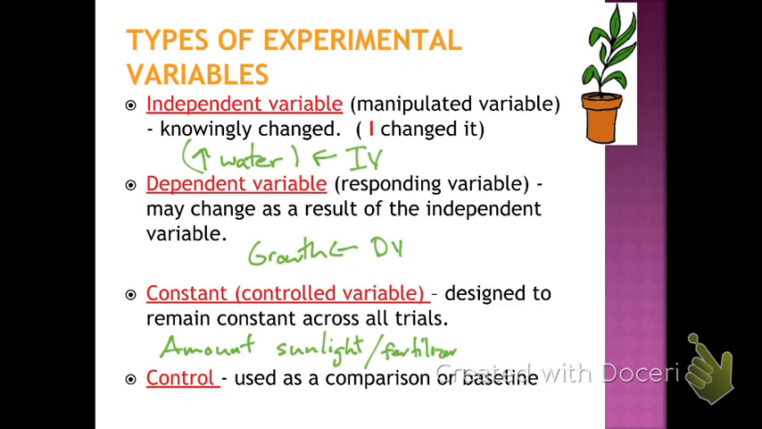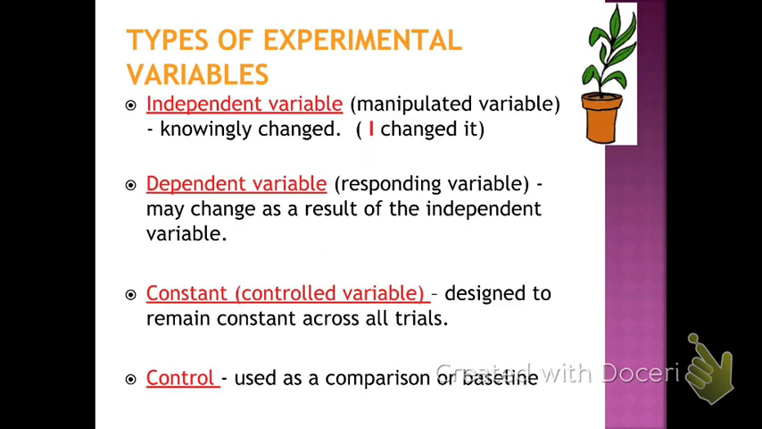And then the control is something used as a comparison. So usually you need to know if the plant is growing taller than what it would normally do. So the control would be maybe a normal amount of water. You need to know what normal growth is before you know that adding more water will increase growth. Well, it's going to increase growth over what baseline? And so our control would be the normal amount of water. Okay, so these are the four types of variables.